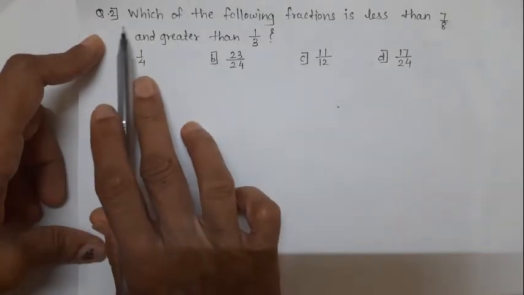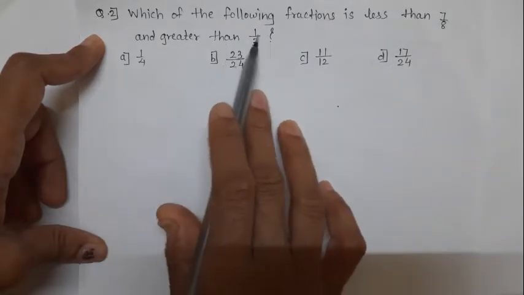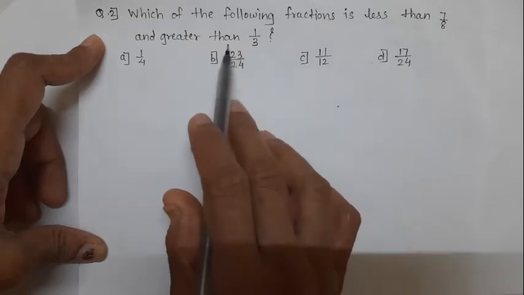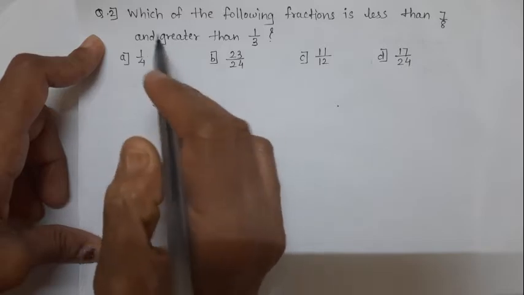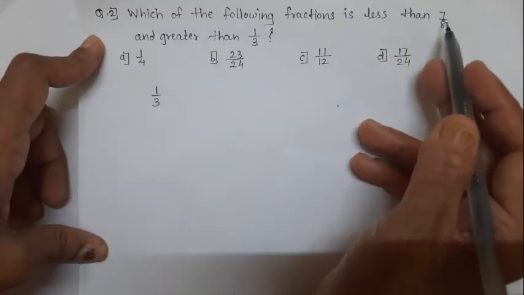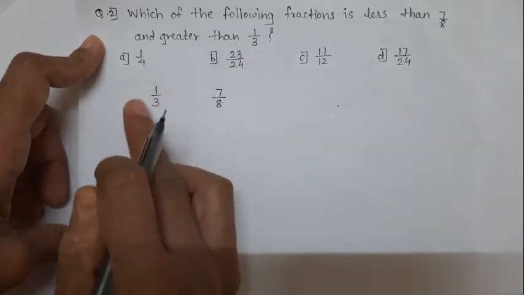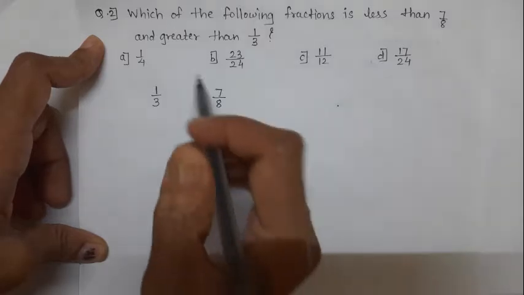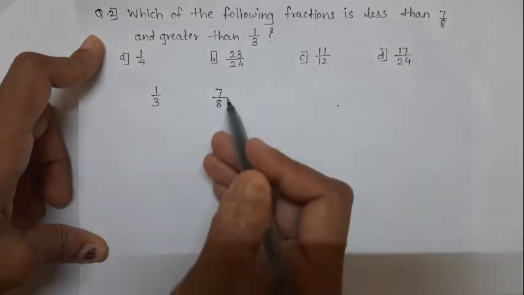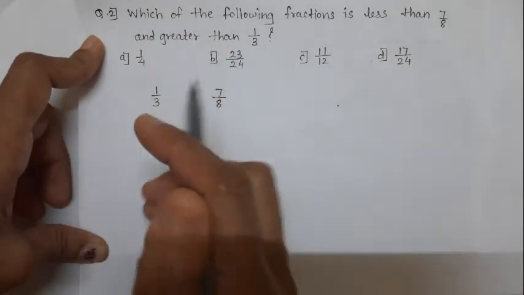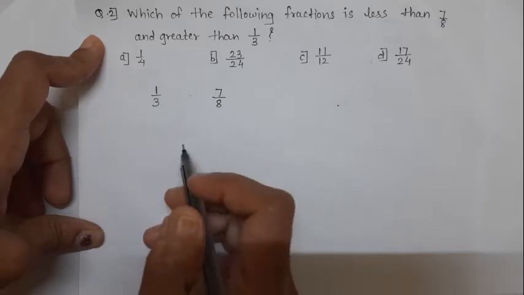Okay. Let's solve question number 2. Which of the following fractions is less than 7 upon 8 and greater than 1 upon 3? See, these are the given numbers. I am writing first 1 upon 3. The number should be between 1 upon 3 and 7 upon 8: greater than 1 upon 3 and less than 7 upon 8.